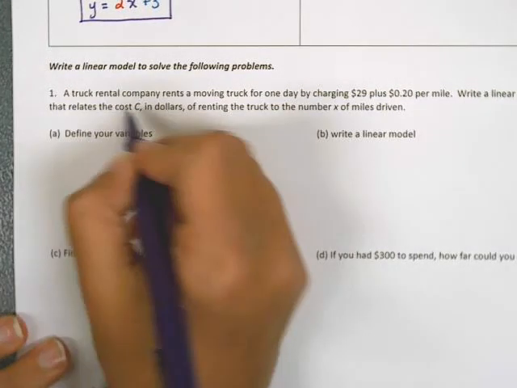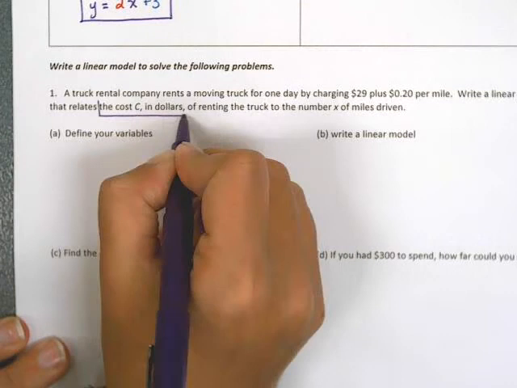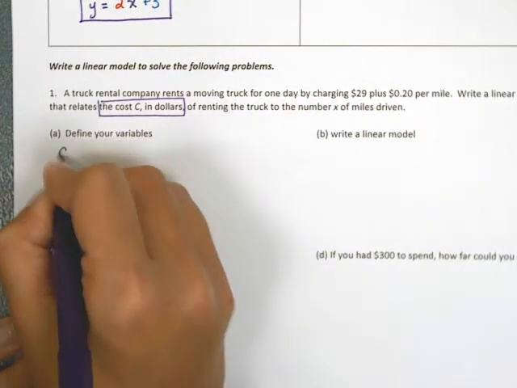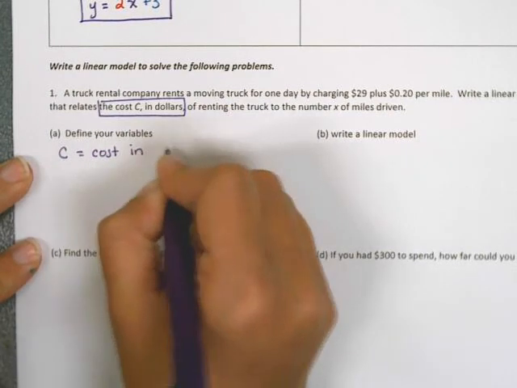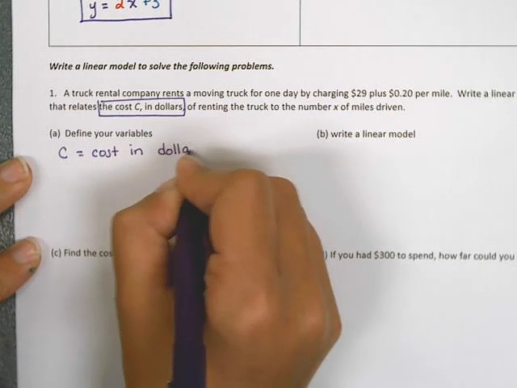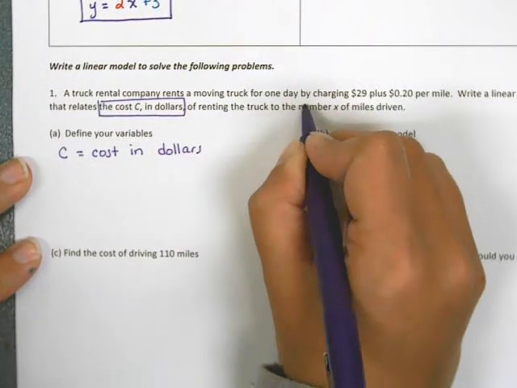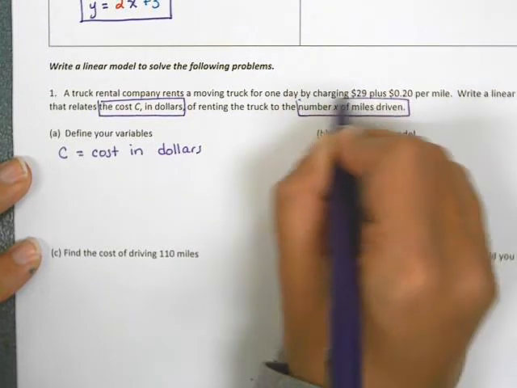So it says in the problem that the cost in dollars is going to be called C. So C equals the cost in dollars, and x is going to be the number of miles driven.